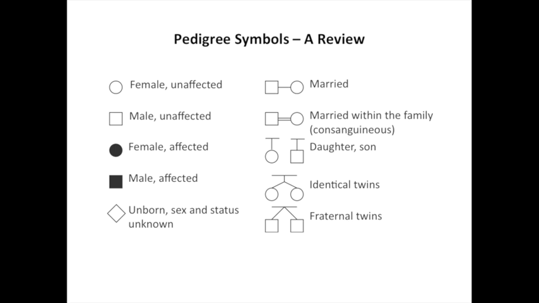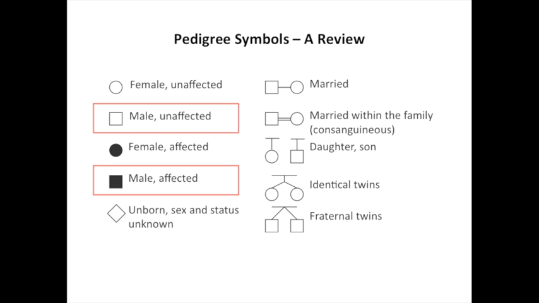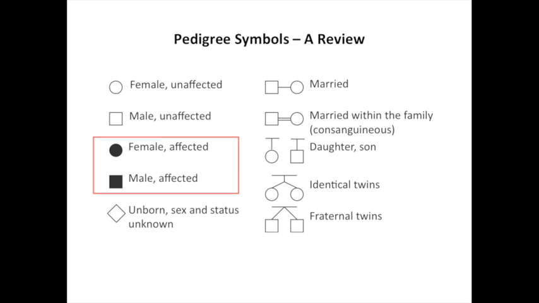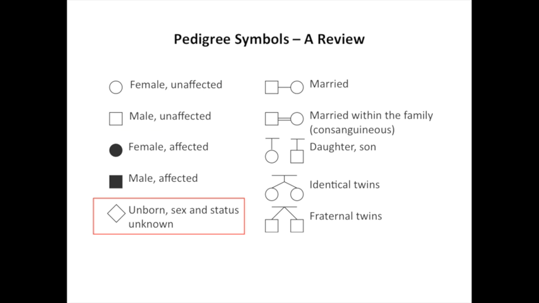So first, let's review the meanings of the various symbols that we use in pedigrees in Bio E1A. Circles indicate females and squares males. Individuals whose symbols are filled in are affected by whatever trait you're studying, and those whose symbols are outlines are unaffected. Individuals who are unborn and about whom you don't have any information are shown as diamond outlines.